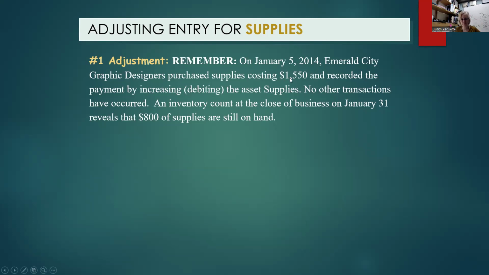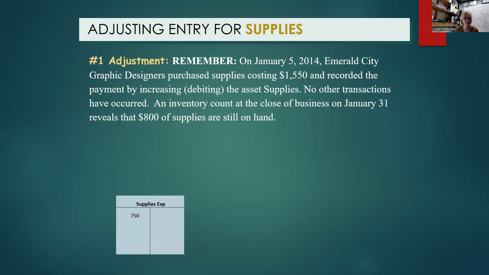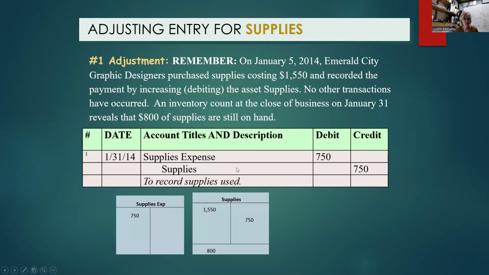We say we bought 1550 at the beginning of the month. Ending inventory is 800. So that's what should be on our T account, 800. So we have to make the adjusting entry to get that difference of 750 out of the supplies account. Okay. So here's the 1550.